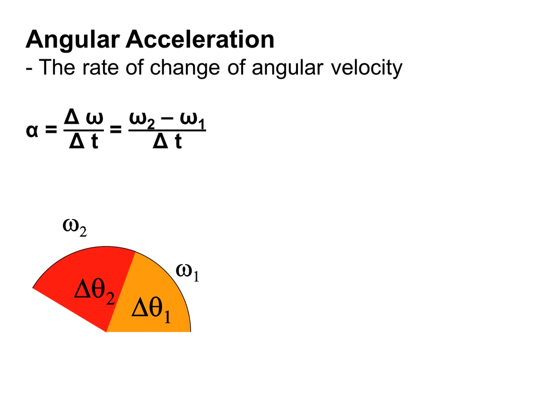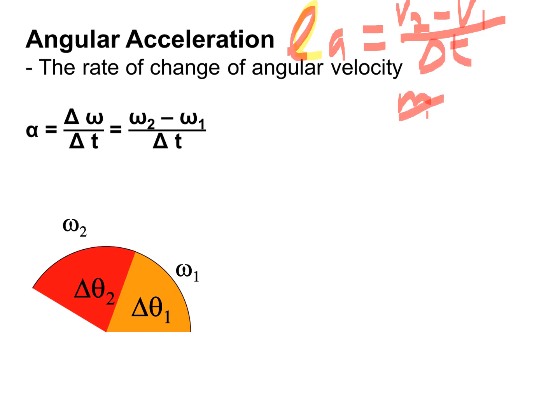So let's look at angular acceleration. Much like linear acceleration, for it to occur, there needs to be a force. Remember, things don't change direction, things don't change their movement characteristics just because. A force is responsible for that. We remember that linear acceleration is equal to the second linear velocity minus the first linear velocity divided by a change in time, and that's our meters per second.